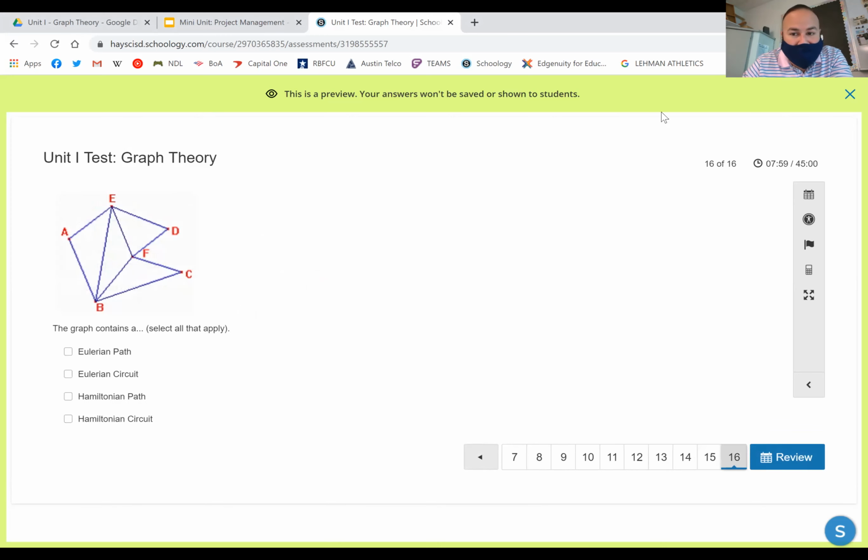And last but not least, select all that apply on this particular graph. If I go through and label all the degrees of every vertex, I quickly realize that all the degrees are even. So this has an Eulerian path and an Eulerian circuit. And if I wanted to find a Hamiltonian, I could literally just go all the way around the outside. This has a Hamiltonian path and a Hamiltonian circuit. You should have put all 4 of them. We got partial credit if you just picked a couple of them.